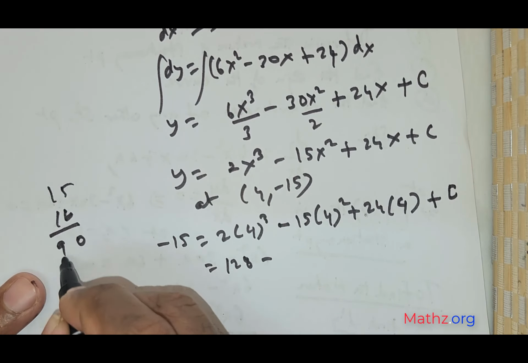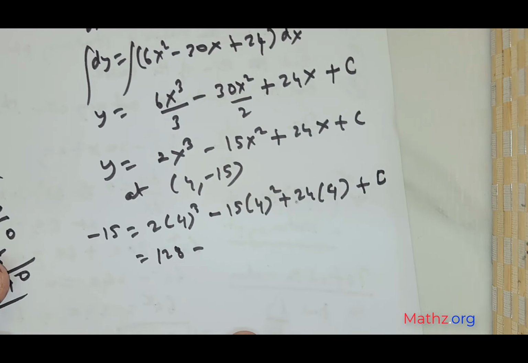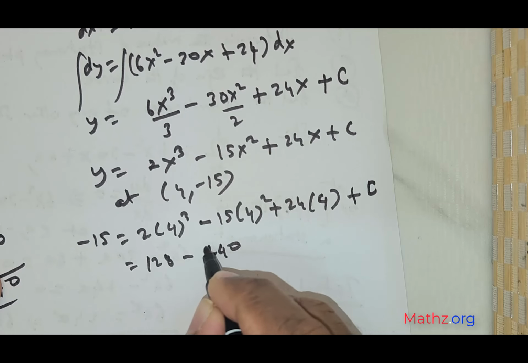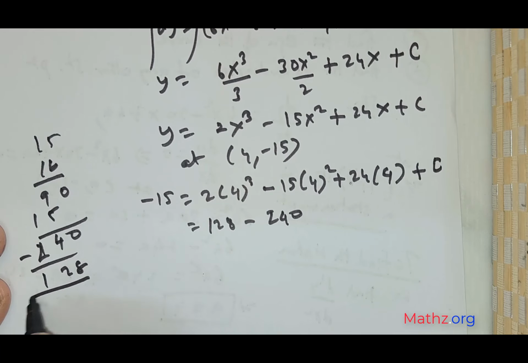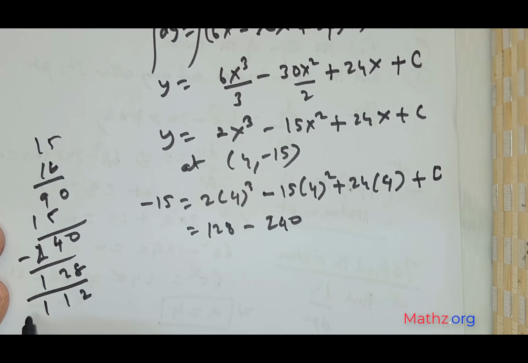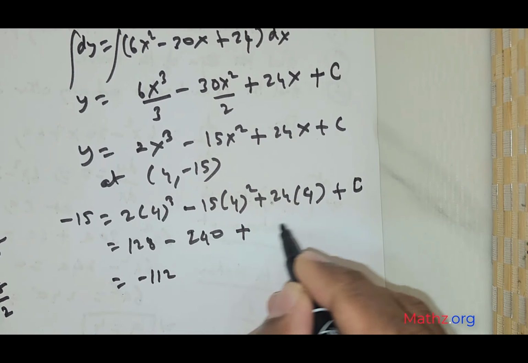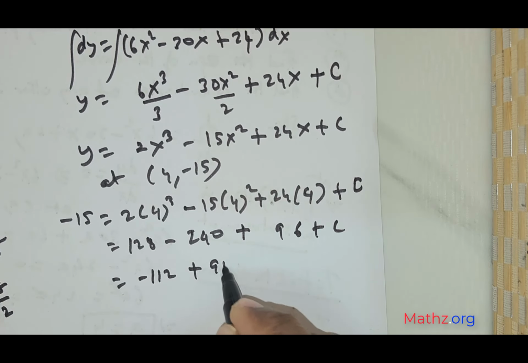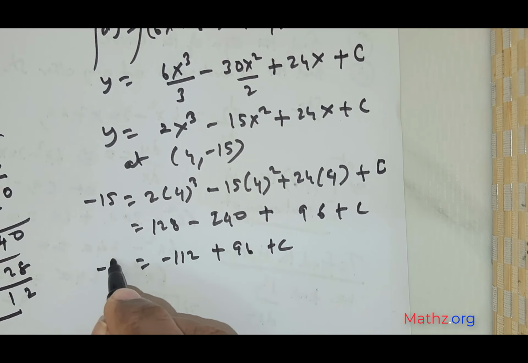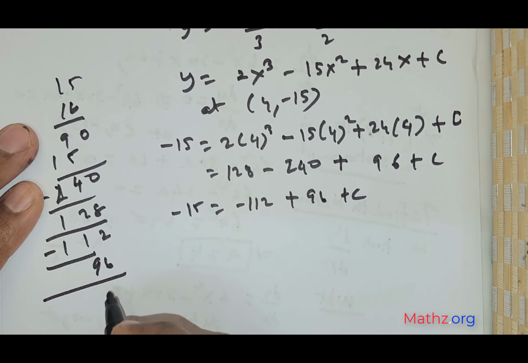That is 240. So negative 240, you add 128, how much do you get? You get negative 112. So negative 112, positive 16 times 1, 8 and 9, positive c. So you have negative 96 positive c, and you have negative 15. You add these two, so what do you get?